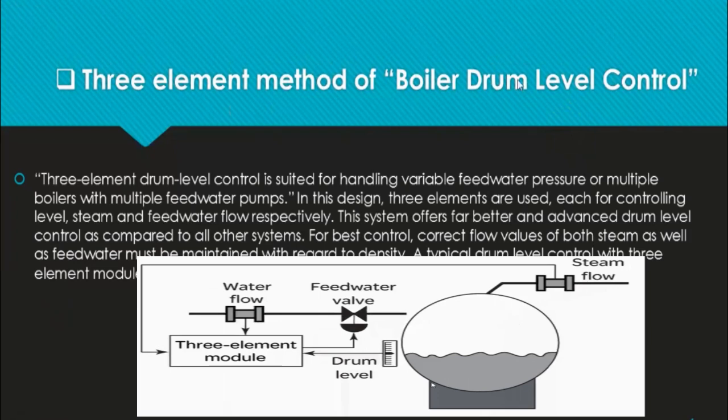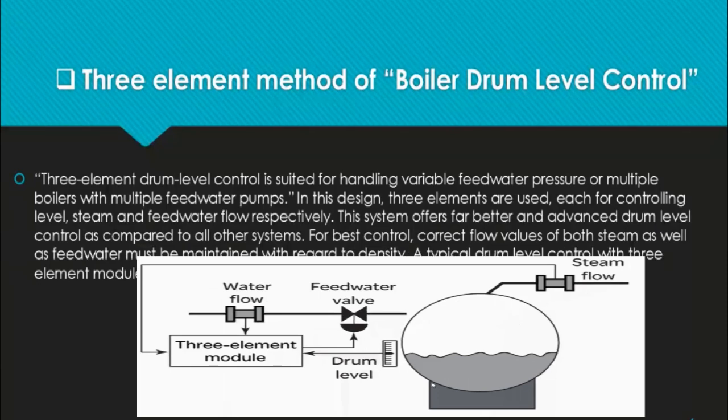Okay, let's discuss the 3-element method of boiler drum level control. 3-element drum level control is suited for handling variable feed water pressure or multiple boilers with multiple feed water pumps. In this design, 3 elements are used, each for controlling level, steam and feed water flow respectively. This system offers far better and more advanced drum level control as compared to all other systems.